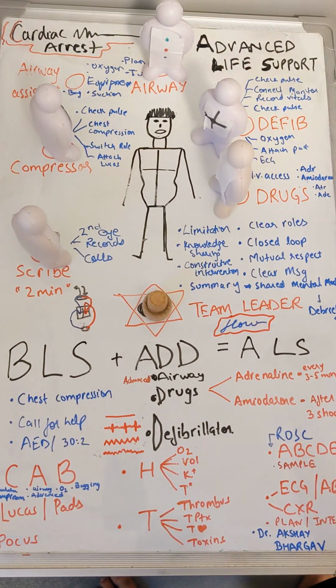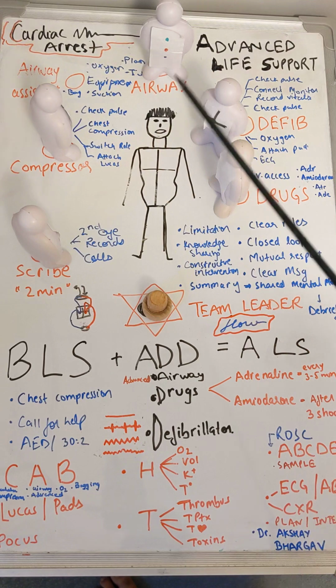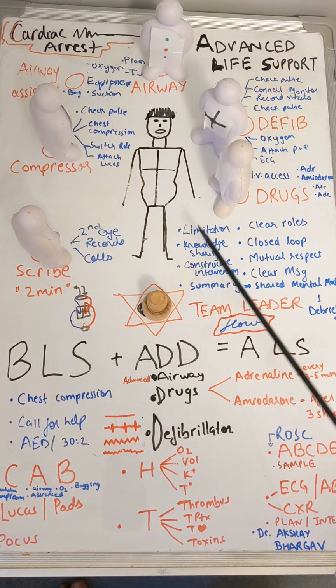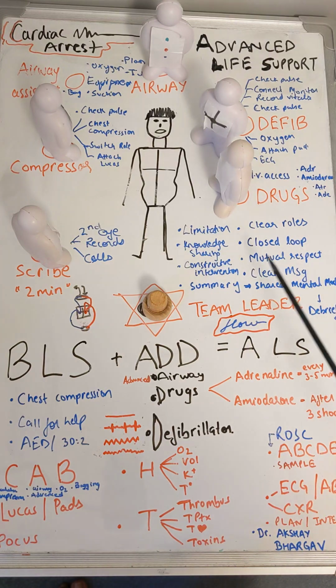Let's talk about cardiac arrest and advanced life support. Cardiac arrest is basically a state where a person has no cardiac activity. He is not showing any signs of life. So the person would be unconscious, they would not be breathing, and you would not be able to appreciate any pulse. Now that means the person is dead or almost at the verge of dying.